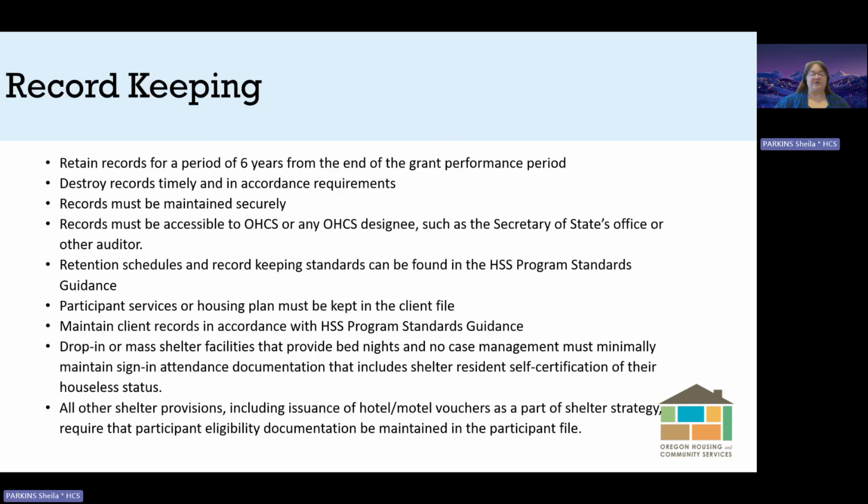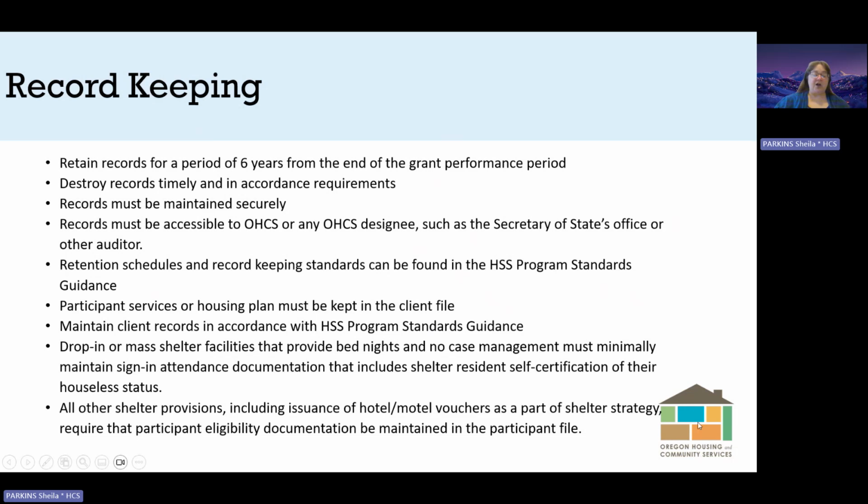Record keeping is also unchanged from the previous biennium. However, be sure that you are keeping records for a period of 6 years from the end of the grant performance period, and be sure that you are not only keeping records, but that you are destroying records after their retention period in accordance with the requirements as stated in the HSS Program Standards Guidance. Records must be maintained securely and in accordance with the requirements and must be accessible by OHCS or any OHCS designee, such as the Secretary of State's office or other auditor.